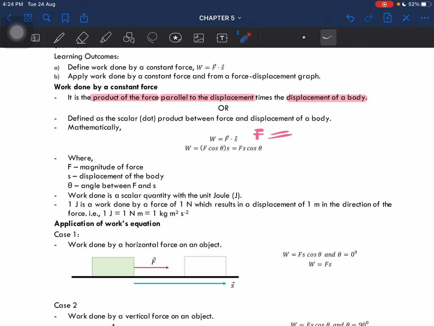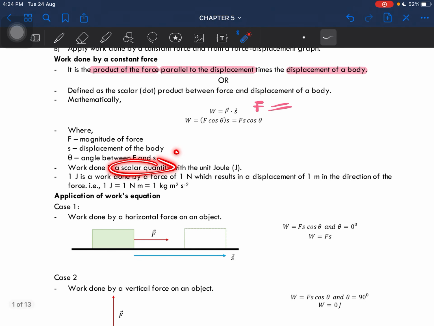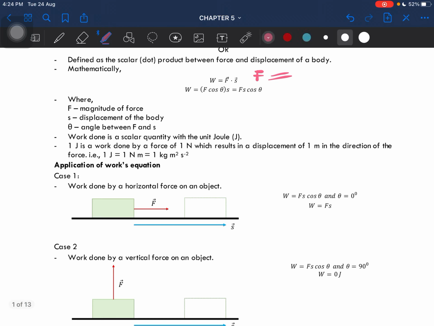Okay, so work done is a scalar quantity, so it has the unit joule. Okay, you should write joule as the unit. It is the SI unit. So 1 joule is a work done by a force of 1 Newton, which results in a displacement of 1 meter in the direction of the force.